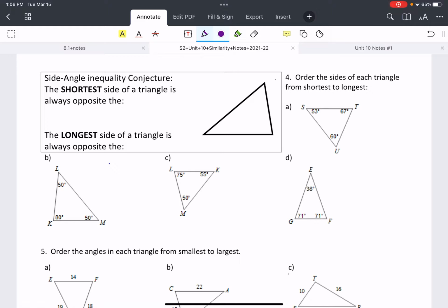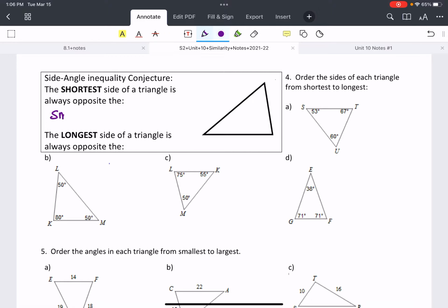Okay, so the next thing that we're going to learn is the side angle inequality conjecture. It sounds kind of confusing, but it's not too bad. What it is: the shortest side of the triangle is always opposite the smallest angle. And the longest side of the triangle is always opposite the biggest angle. I know, you never would have guessed that.